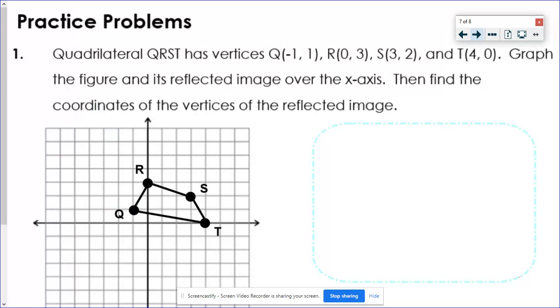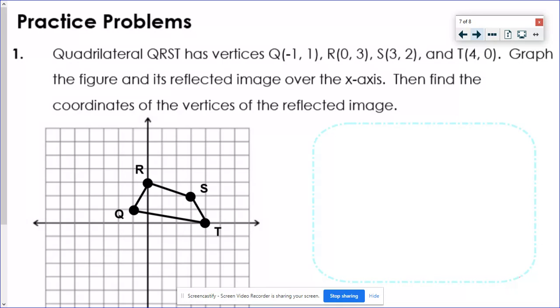For this practice problem, we've got this quadrilateral. Quadrilateral just means it's got 4 sides. We already graphed the figure for you. So we've got QRST on the graph already. That's the pre-image. And now we want to reflect it over the x-axis. I want you to notice that point T is on the x-axis. That means that T and T prime are going to be exactly the same place.